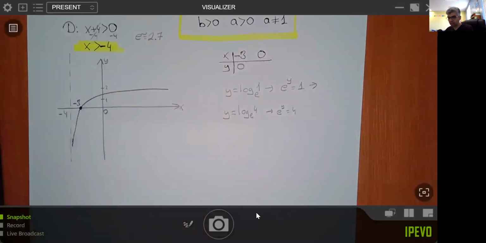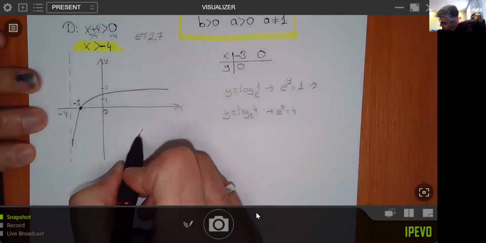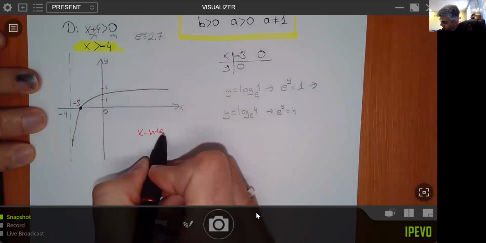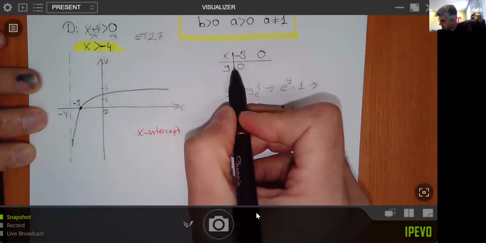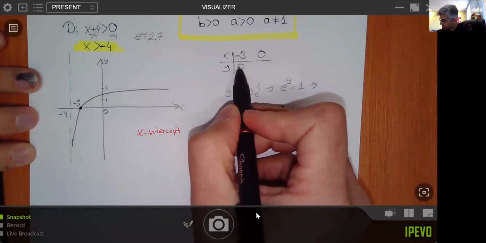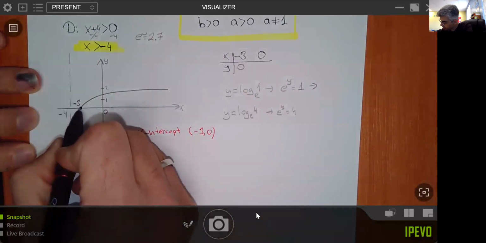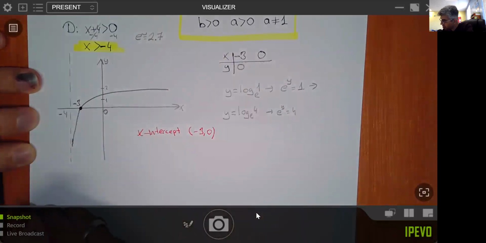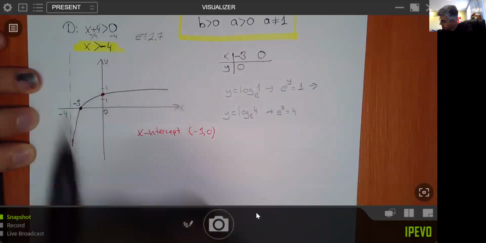and after the graph, x-intercept and y-intercept, they are the questions, guys. What is the x-intercept? X-intercept is where y is equal to 0. That is -3, 0. So this point is the x-intercept. What about the y-intercept? This will be the y-intercept, guys.